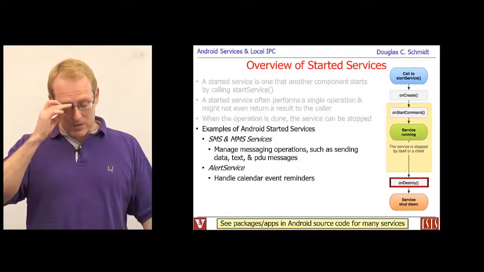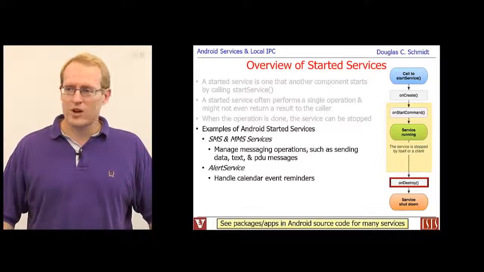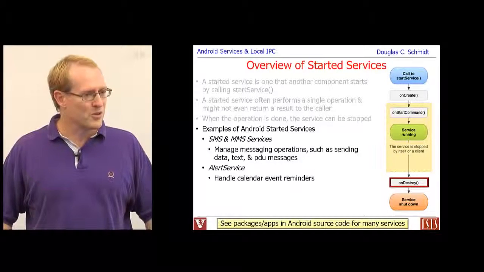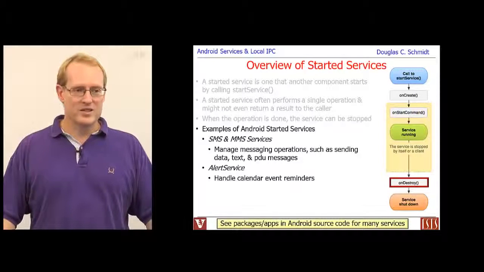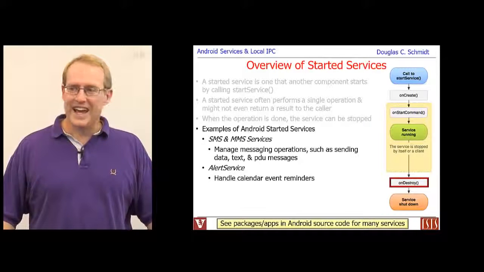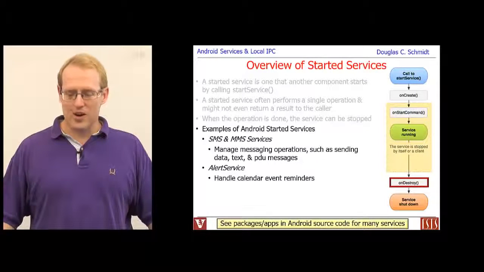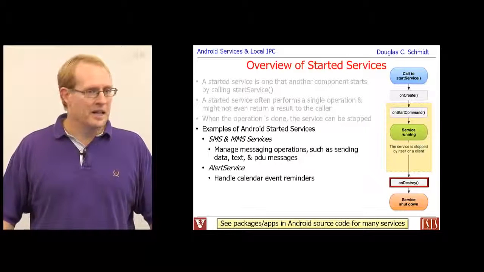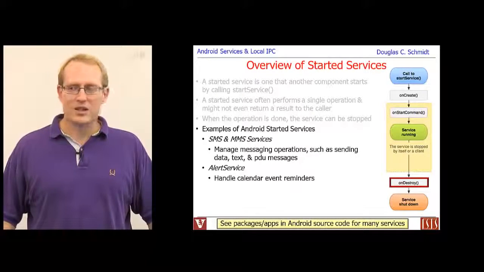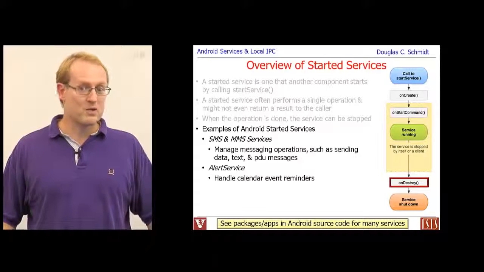There's a bunch of examples of started services. We'll talk more later about how you determine whether something's a started service or not. The long and the short of it is that it's typically called by start service. And it has a hook method called onBind, which we don't show here because it's not relevant for started services. And that typically returns null. So that's a good indication that something is a started service versus a bound service. We'll talk about the bound service later.